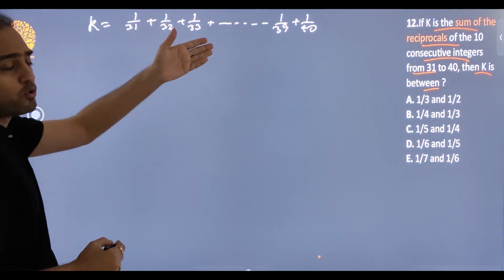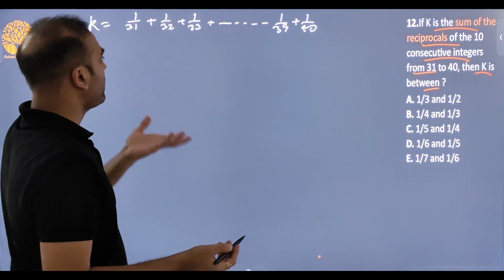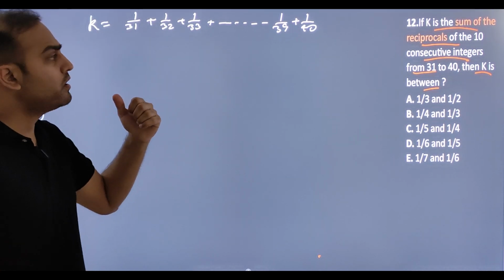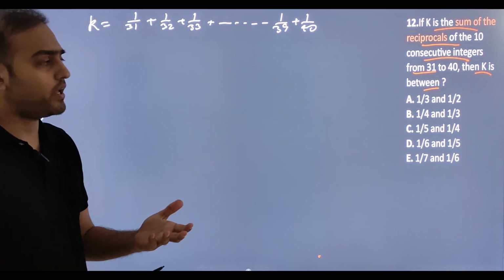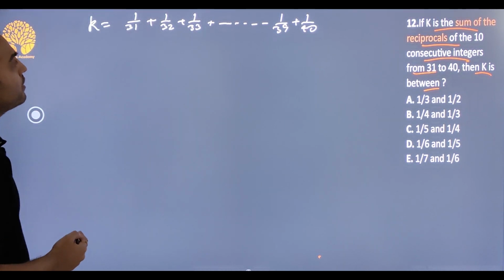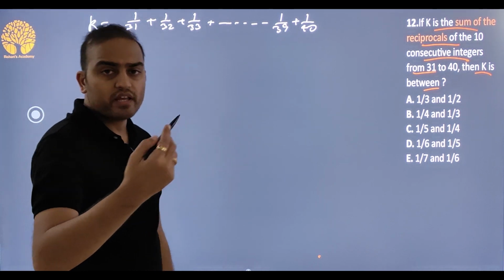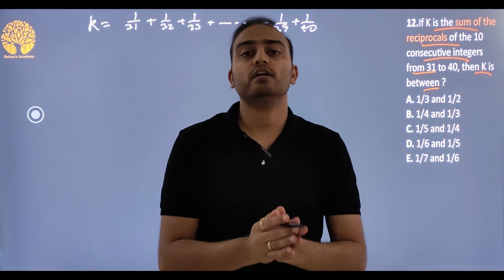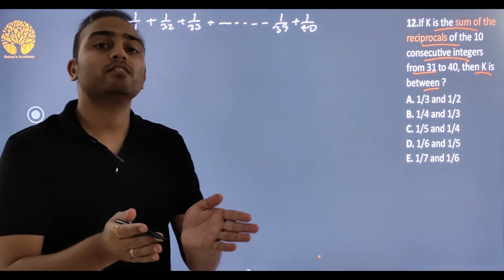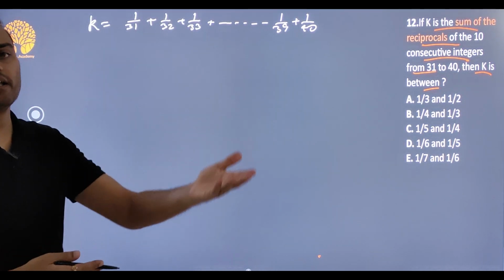Now again, if I try to add, it's not possible. It's going to take time. LCM and all will take so much time. So I have to think of a different way. Plus I want range. I don't want the exact value of k, correct? So we go to the concept of basic fractions, that is, the greater the denominator, the smaller the number, or the smaller the denominator, the greater the number.